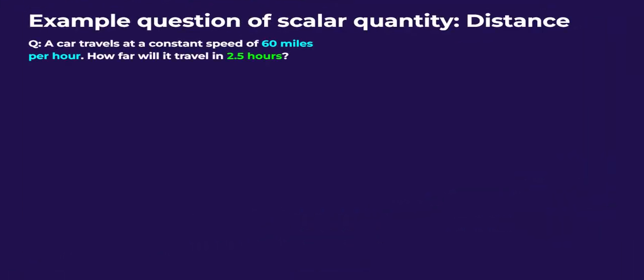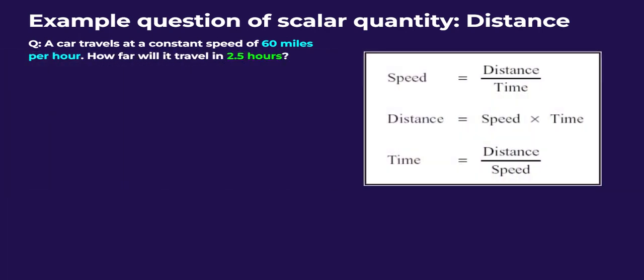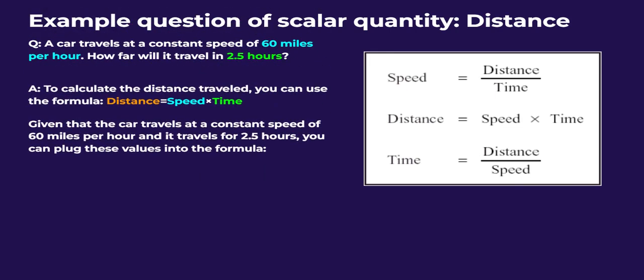Here we have an example question of a scalar quantity for distance. The question: a car travels at a constant speed of 60 miles per hour. How far will it travel in 2.5 hours? For this question, we will use the distance formula because speed and time is given to us.